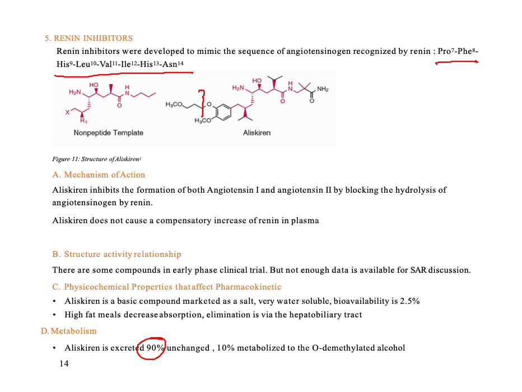So what do I want you to remember from this? What I want you to remember is the fact that it mimics the sequence of angiotensinogen that is recognized by renin. I want you to remember that this drug's mechanism of action causes it to inhibit both the formation of angiotensin 1 and angiotensin 2 because it blocks the hydrolysis of angiotensinogen by renin. And I want you to remember that as far as structure-activity relationship, there is not enough data for a thorough discussion there.